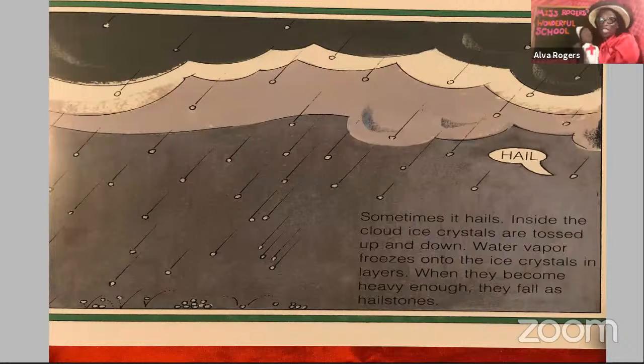Hail. Sometimes it hails. Inside the cloud, ice crystals are tossed up and down. Water vapor freezes into the ice crystals in layers. When they become heavy enough, they fall as hailstorms.